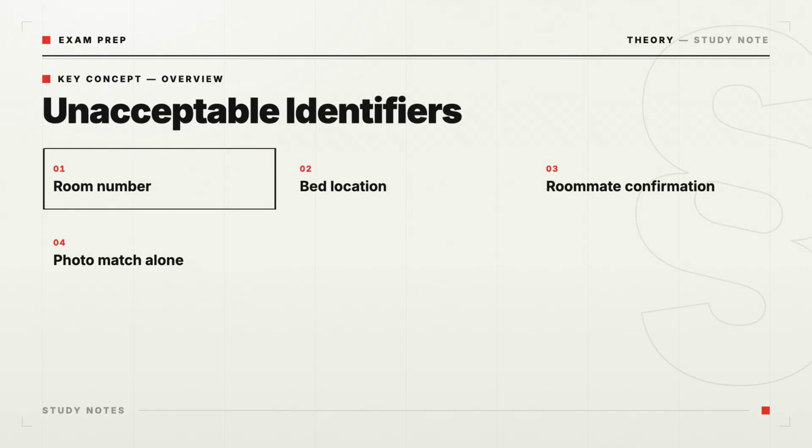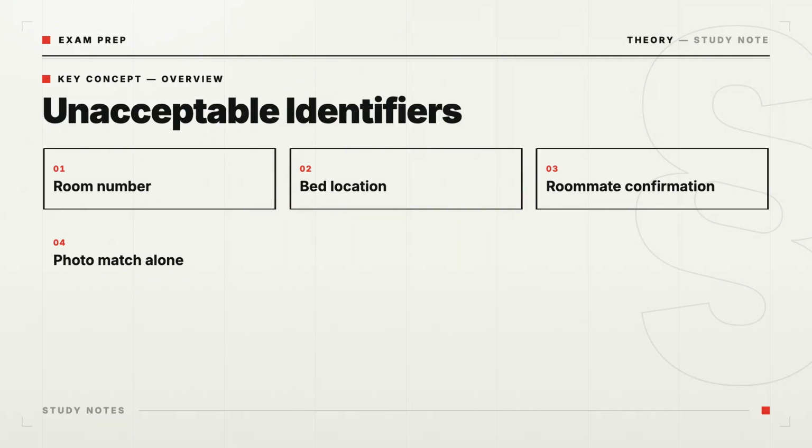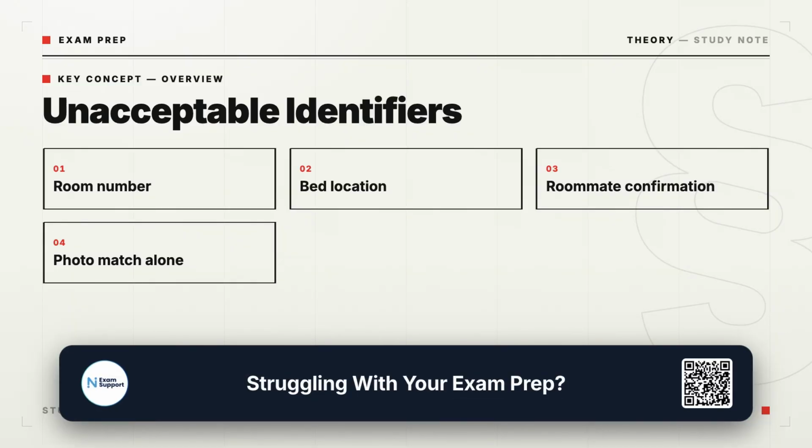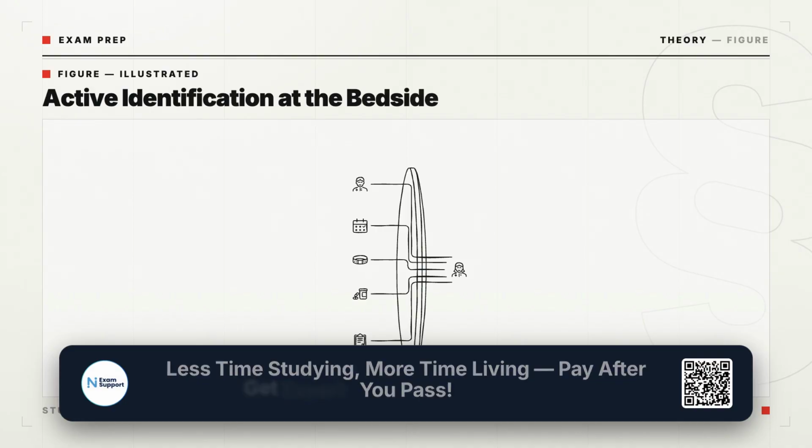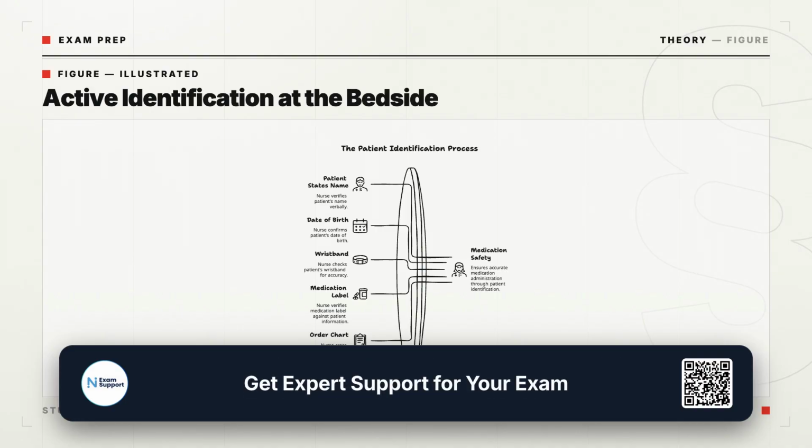A room number or bed location describes a place, not a person, and patients get moved or swapped constantly. Asking a roommate to vouch breaches privacy and invites error, and matching a face to an old photo alone isn't enough either. The safest practice is active identification.